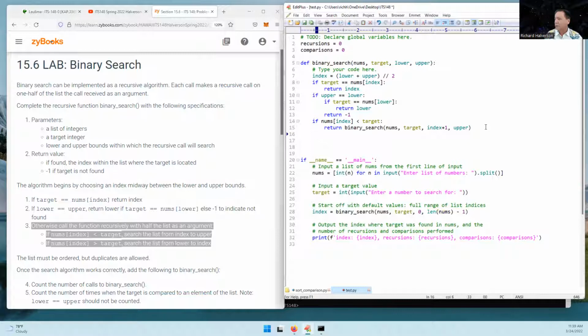Else, actually, I don't need to do else because if it makes it all the way to here, nothing above it matched. So I can just say return the same thing, except I'm doing lower, index - 1.